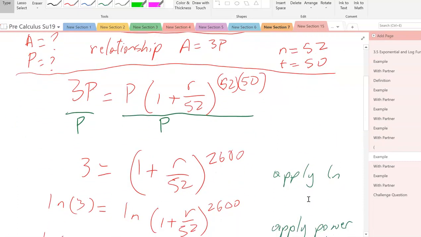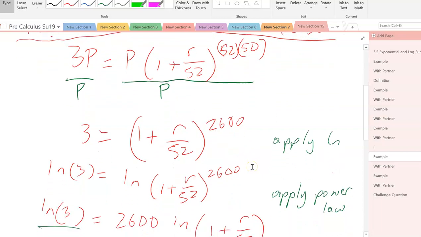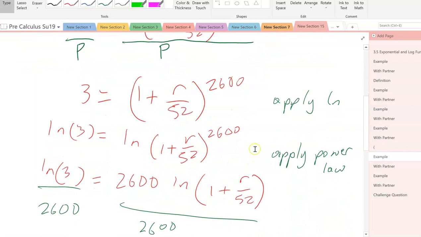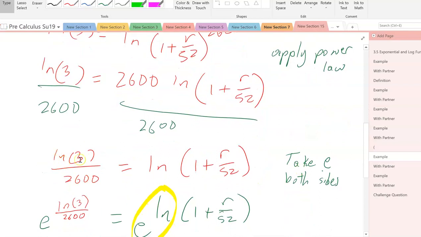We do a bit of algebra, dividing both sides by P. We end up with 3 equals 1 plus r over 52 raised to 2600. That's what you get when you multiply 52 by 50. Then we use similar steps to what we did previously, where we apply ln to both sides. So we have ln of 3 is equal to ln of 1 plus r over 52 raised to the 2600. Then we apply the power law to bring this 2600 forward, and divide both sides by 2600. We have ln of 3 over 2600 is equal to ln of 1 plus r over 52.